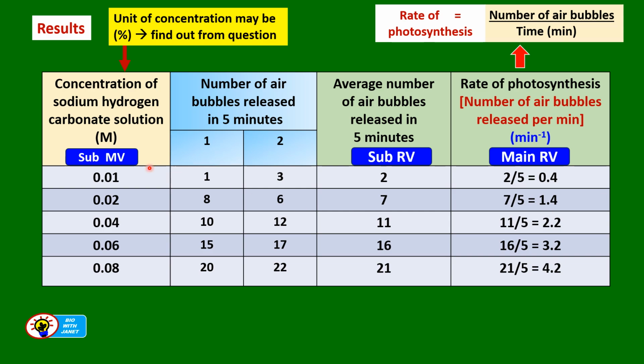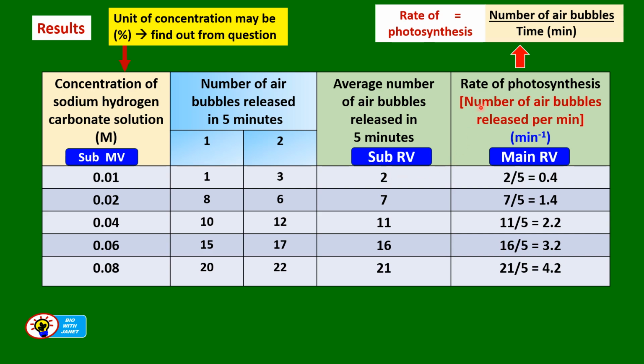Now, these are our results. The concentration of sodium hydrogen carbonate solution, your manipulated variable, is on the left hand side, and here we have the responding variable, which is the number of air bubbles released in 5 minutes. There are 2 readings, and after that you get the average number of air bubbles released in 5 minutes. That means you have to add reading 1 and reading 2 and divide by 2.